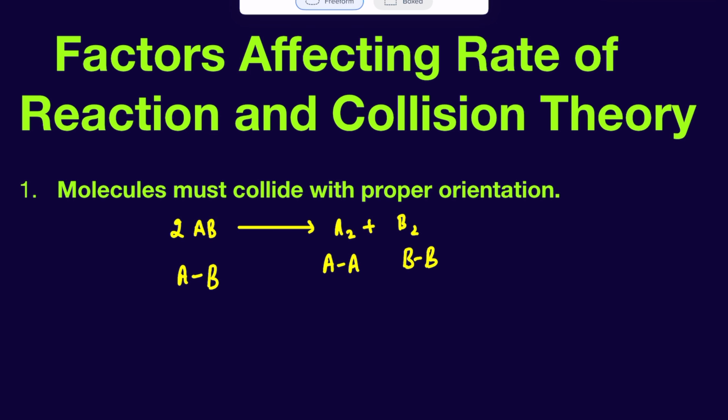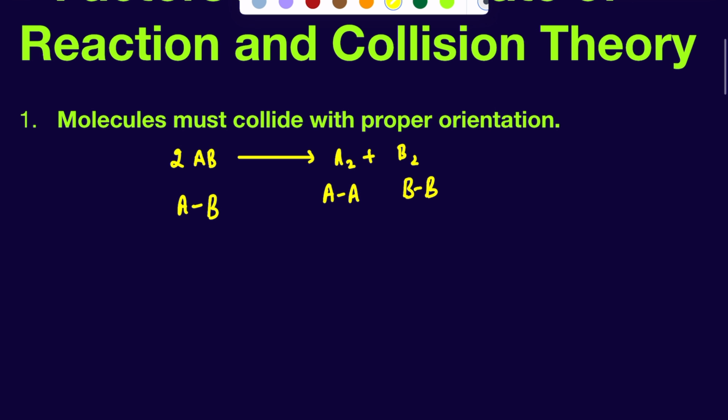Suppose I have an AB colliding with another AB molecule that looks something like this. The collision is taking place where the B of the first molecule is colliding with the A of the second molecule. That's not a good collision. That's a bad collision: even though the collision is happening, it does not have a proper orientation, because A must be making a bond with another A. So I want A colliding with A, not A colliding with B.